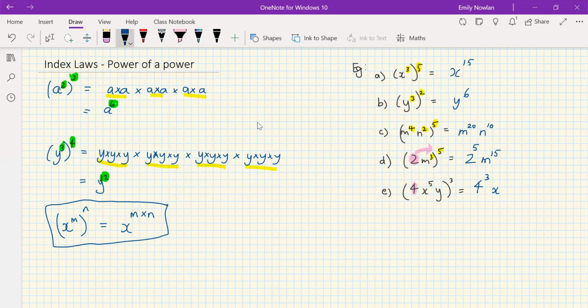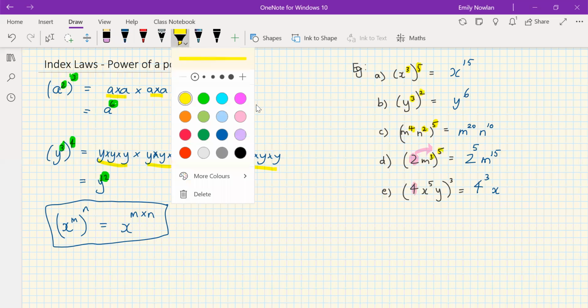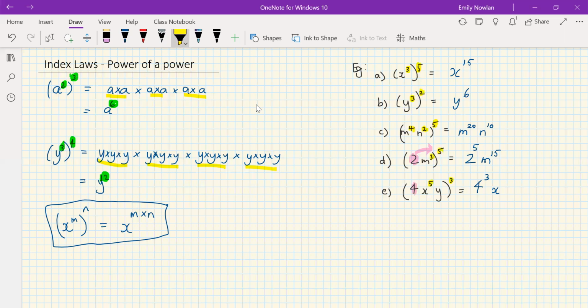And then I've got x to the power of 5 to the power of 3, I've got more of these powers to consider. And I also have a y, which has a power of 1. Remember that? So 5 times 3 will give me 15. And y to the power of 1 times 3 will give me 3. That is meant to say 4 to the 3, x to the power of 15, y to the 3.